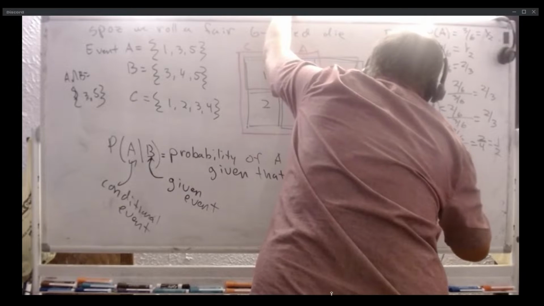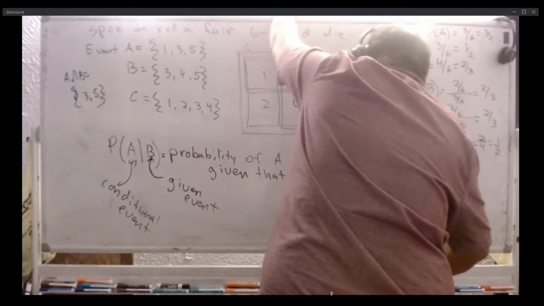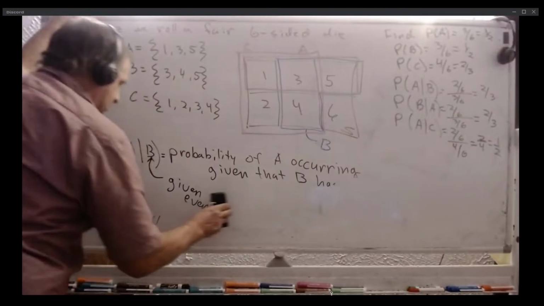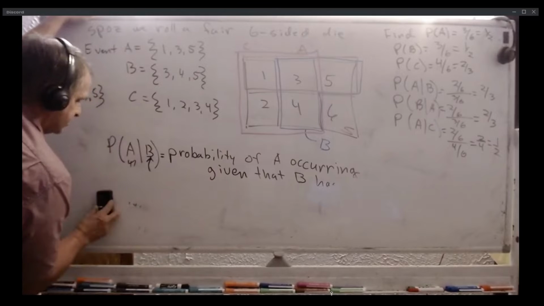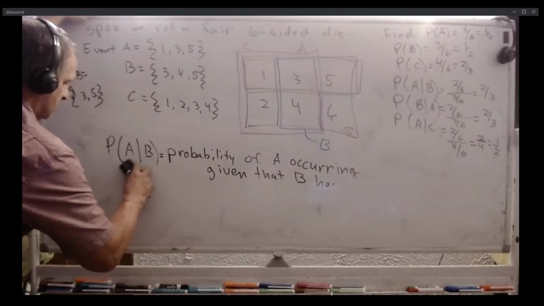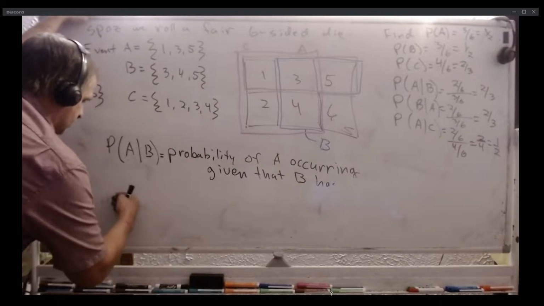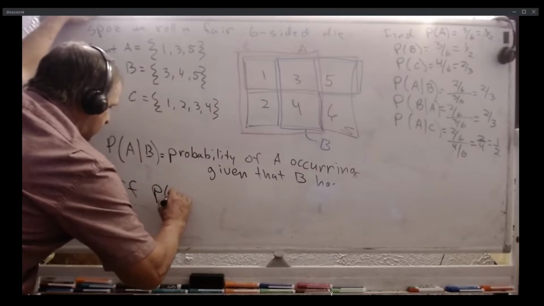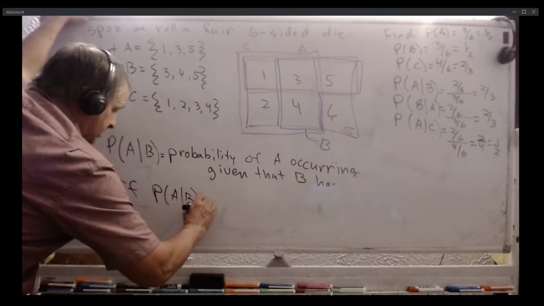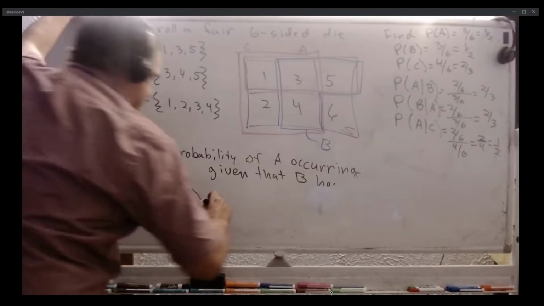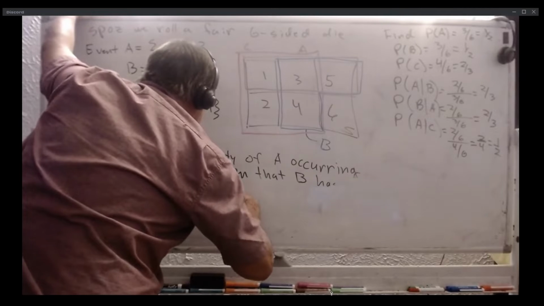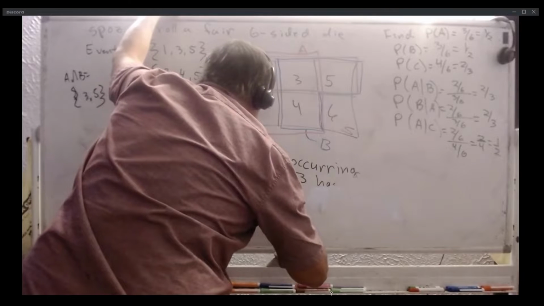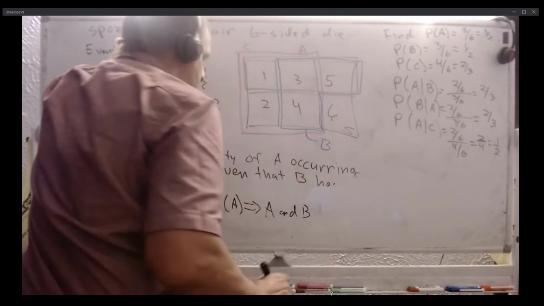Let me write it over here. If the probability of A given B, in general, guys, equals the probability of A, that means that A and B are independent.